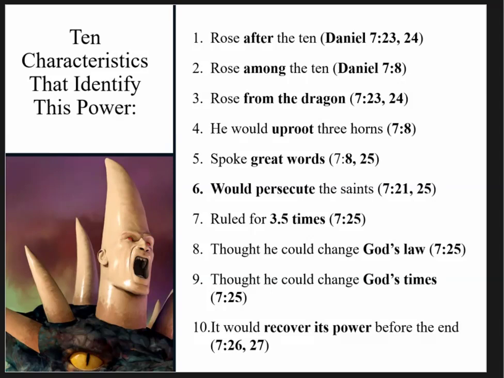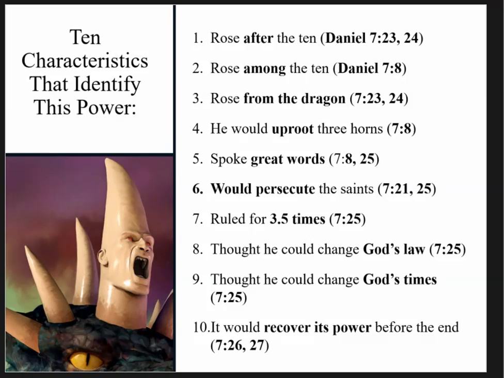Then he ruled for 3.5 times. A time is a year. 3 and a half years is 360 days per year, which will give you 1,260 days, and a day in prophecy is a year, right? So it's equivalent to 1,260 prophetic years, because prophecy days are equal to years, right? So this little horn rules for 1,260 years. Then it says he thought he could change God's law. Actually, you can't change God's law, but he thought he could. He thought he could change God's time, right?